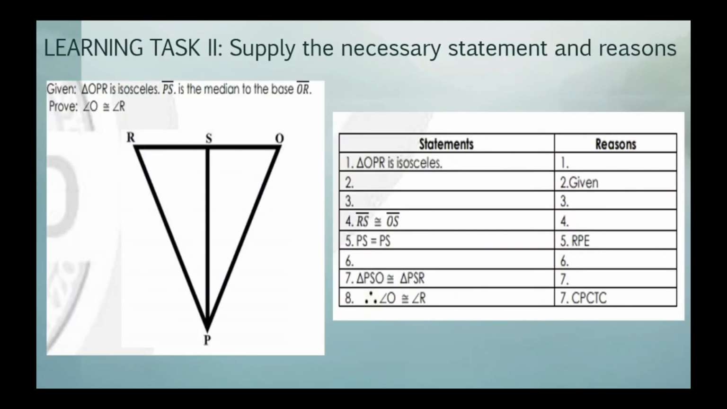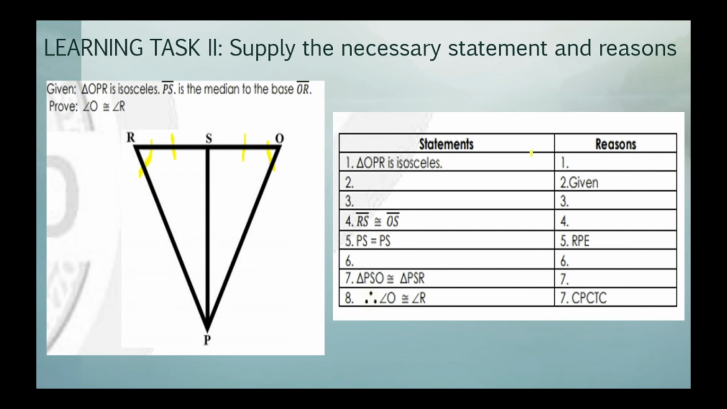Okay, learning task number 2. Supply the necessary statements and reasons. So, given, we have triangle OPR is isosceles. So, kapag isosceles, di ba, the legs are congruent. Then, PS is the median to the base OR. So, itong PS na to median. Ibig sabihin, if this is a median, magiging congruent ito. Ayan. Prove that angle O is congruent to angle R. Yan ang ipoprove nyo kung congruent.